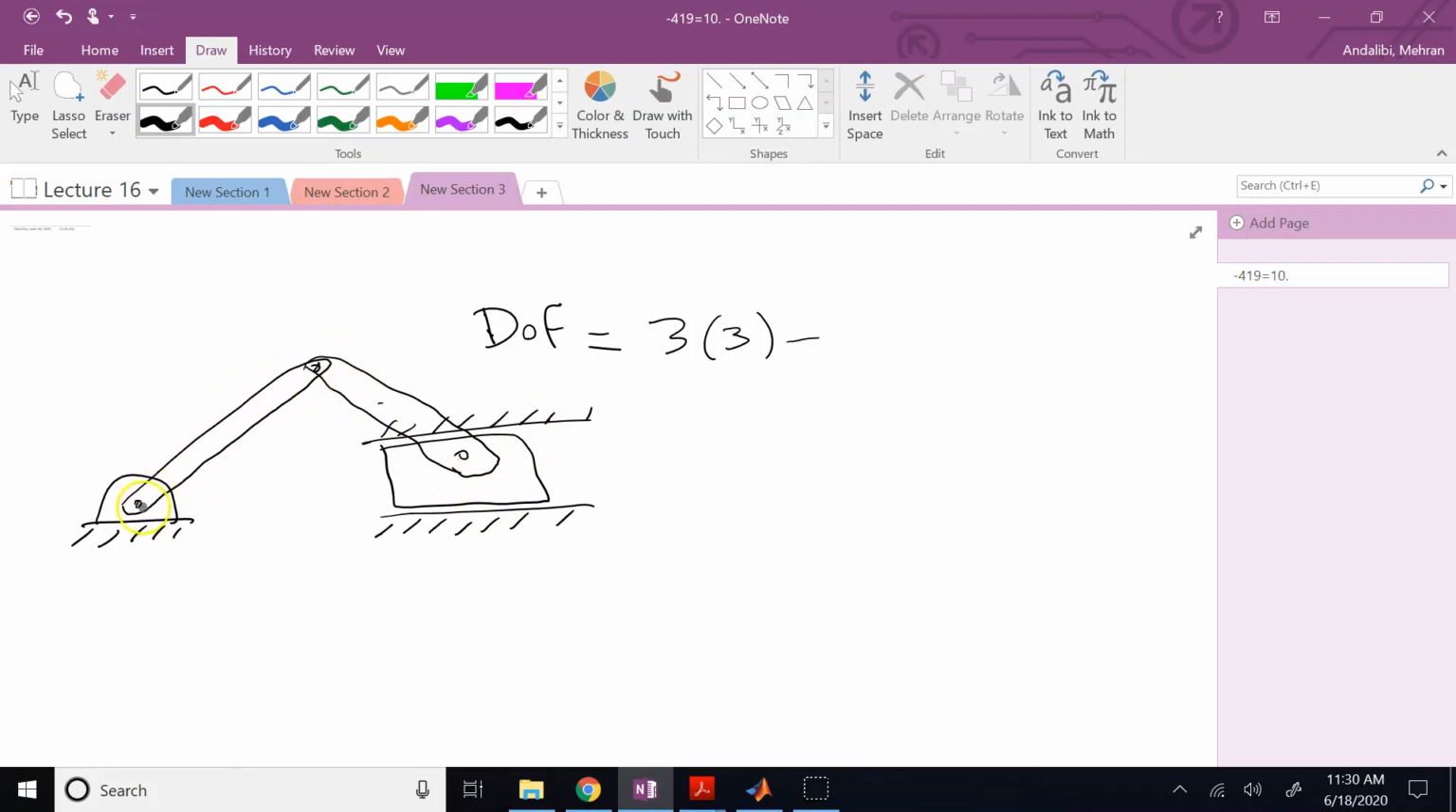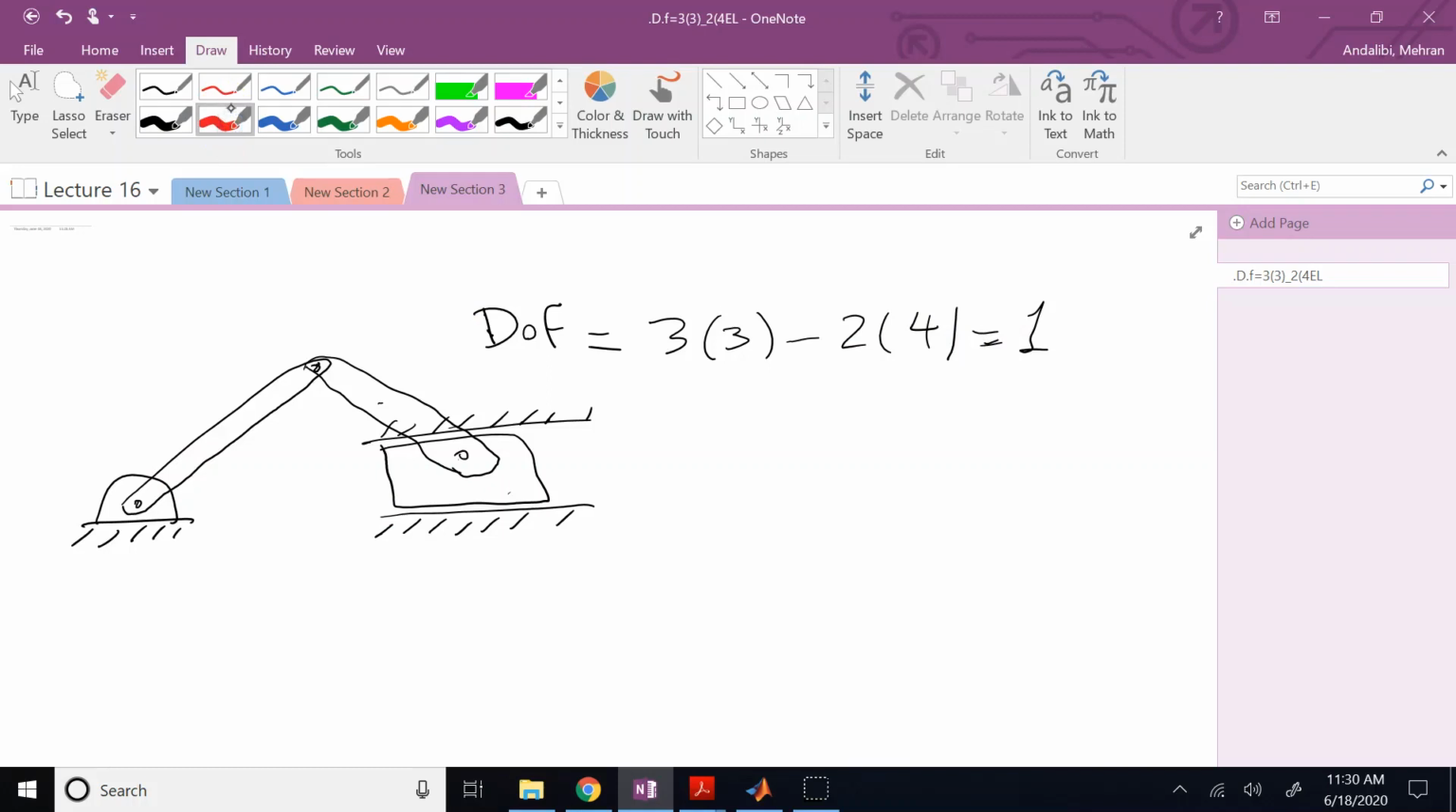When you pin something, it cannot move along X or Y anymore, it can only spin about Z. So pins and guided slides take 2 degrees of freedom off. You have 1 guided slide and 3 pins, so overall 4. So it's going to be 3 times 3 minus 2 times 4, so you get what? 1. So this has 1 degree of freedom, and therefore it can move.